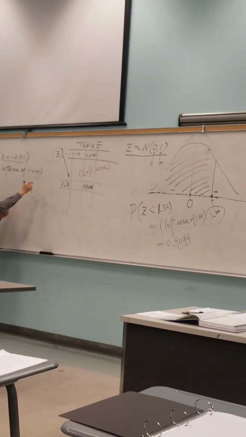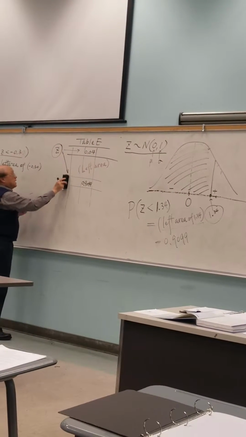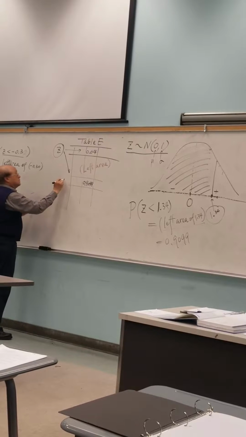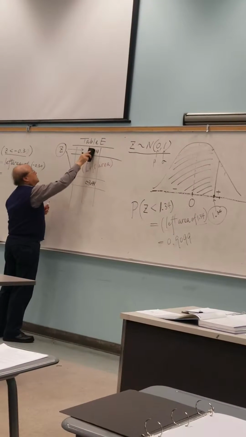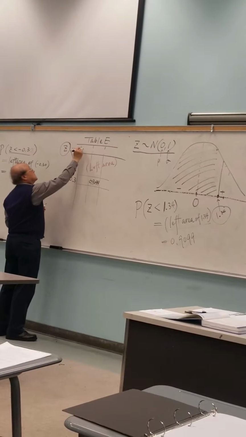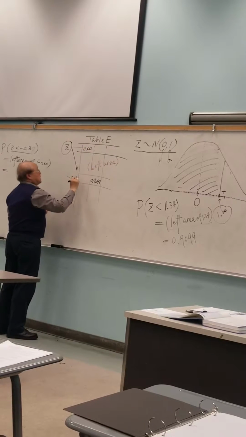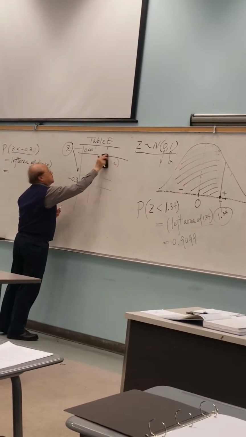Now how do you find it? Okay, go to your table. In the left column, you find negative 0.3. In the top column you find what? 0.00. Yes, 0.00. So what is this? 0.3821.